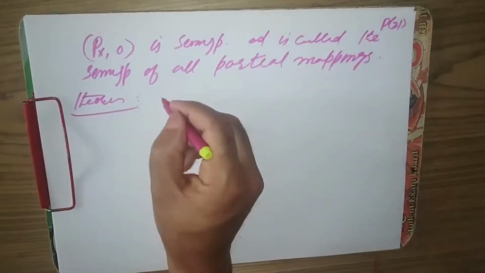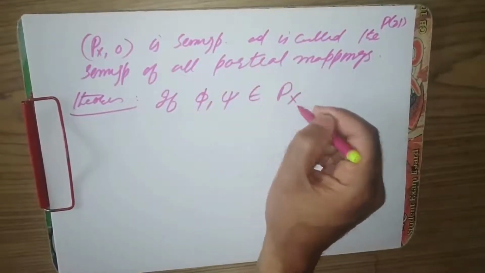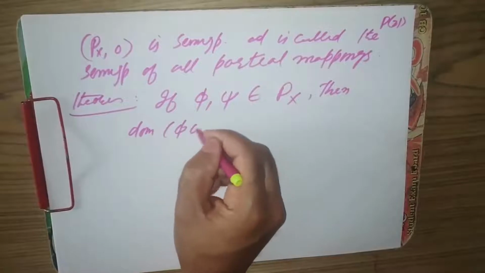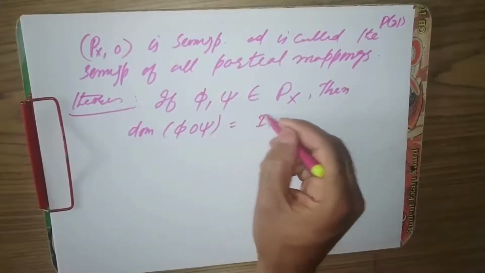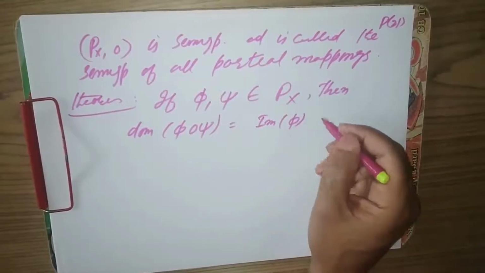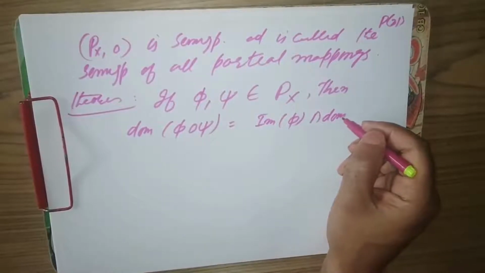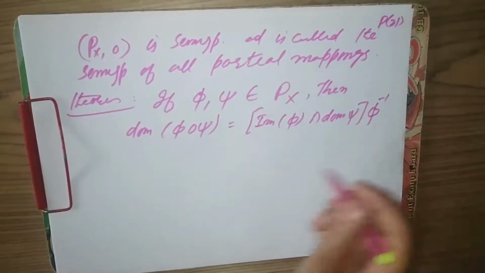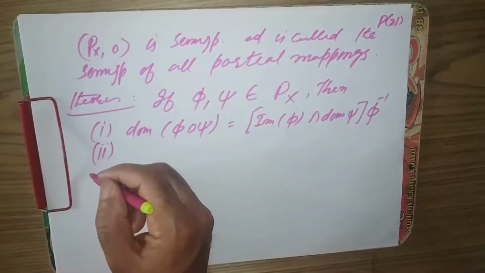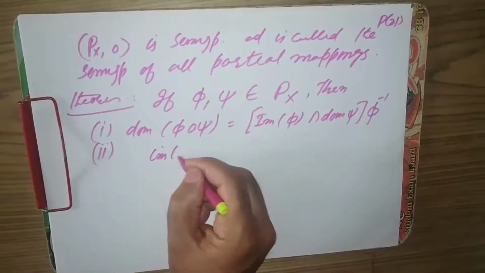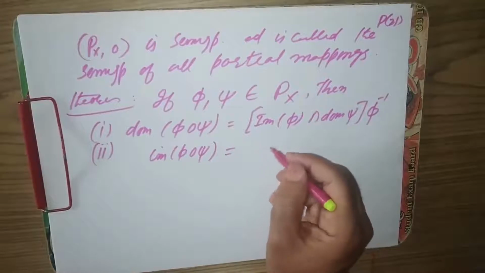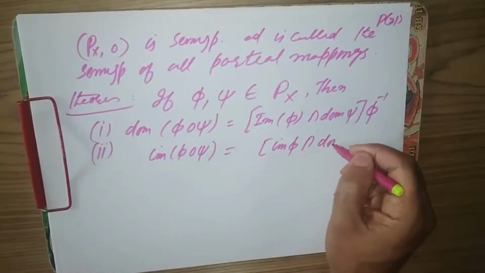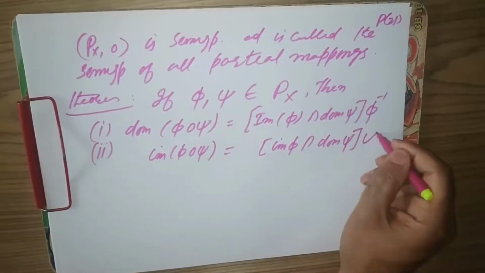Now we have the following theorem. If phi, psi are two partial maps, then the domain of phi composition psi is the same as phi inverse applied to the intersection of the image of phi and the domain of psi. That's the first part. And the second part is the image of phi composition psi is equal to psi applied to the intersection of the image of phi and the domain of psi.